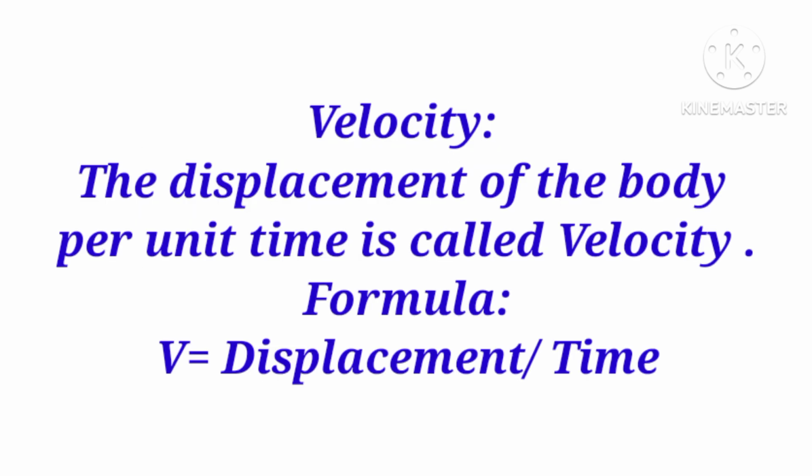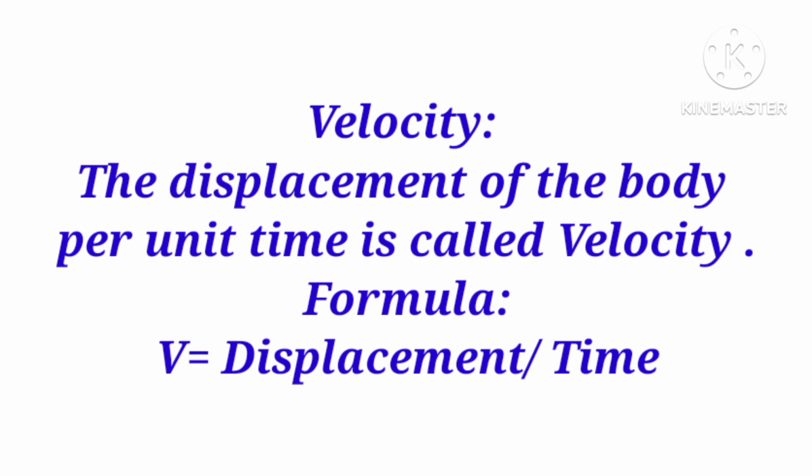The displacement of the body per unit time is called velocity. We know that speed doesn't give an idea of the direction of motion. To know the exact position of a moving object, we need the direction. Directions like east or west or south, like in which direction the object is traveling.